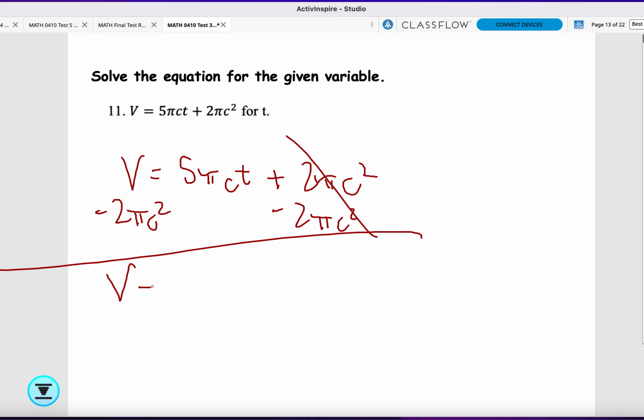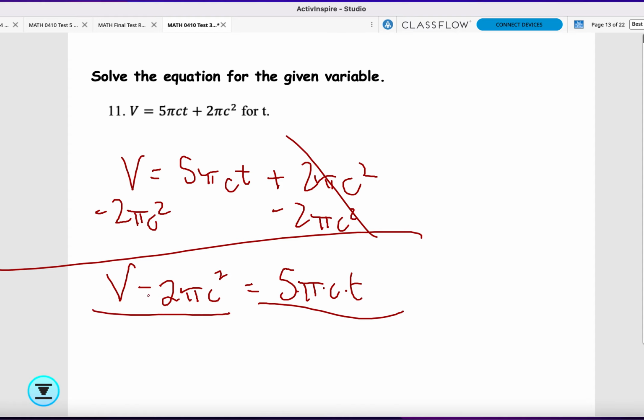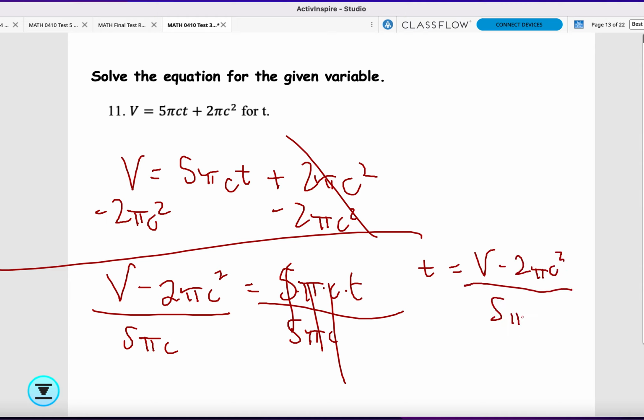So then we get V minus 2 pi c squared equals 5 pi ct. All of these are being multiplied, ladies and gentlemen. So the opposite of multiplication is division. So divide everything by 5 pi c. And voila, t is by itself. So t equals V minus 2 pi c squared over 5 pi c. So make sure you write the correct letter and the correct exponent and the correct symbols, guys. So solving it is one thing. Typing it into MyLab is another thing. So keep that in mind.